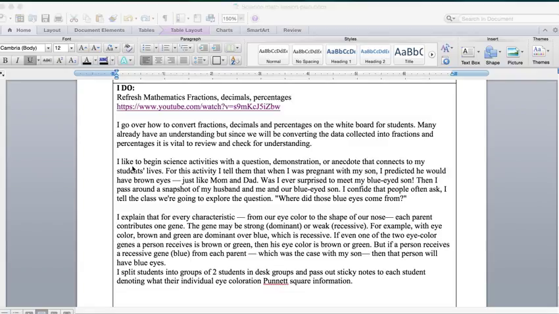And I will pass around a photo of both my husband and I and our brand new baby and show them that indeed we both have brown eyes, and that my son does indeed have blue eyes, and confide that oftentimes people will ask me, well, where did those blue eyes come from?